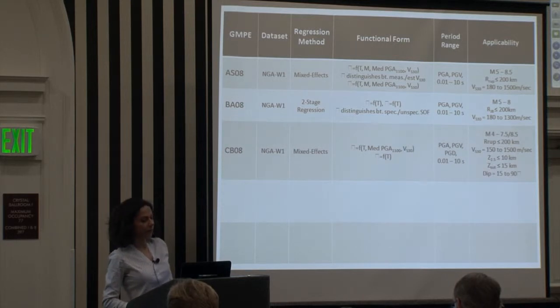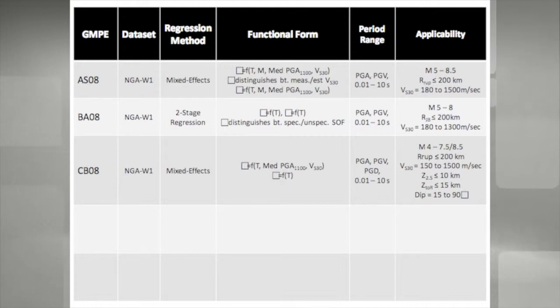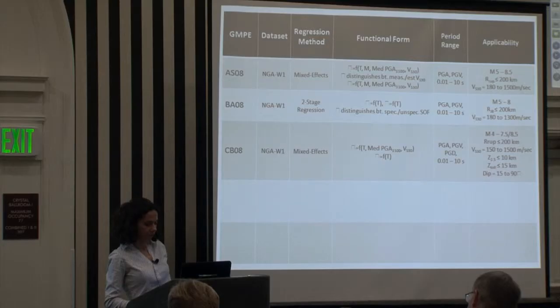Campbell and Bozorgnia 2008 used mixed effects algorithm. Their between event standard deviation is only function of period. The within event standard deviation is a function of, includes soil nonlinearity. I think it has magnitude as well, right? You didn't? Okay. I'm getting confused.